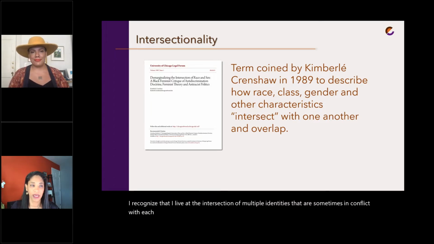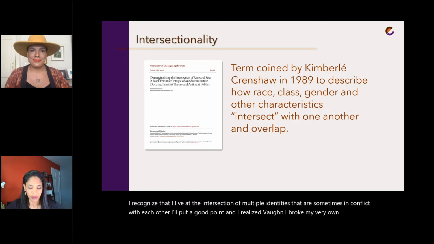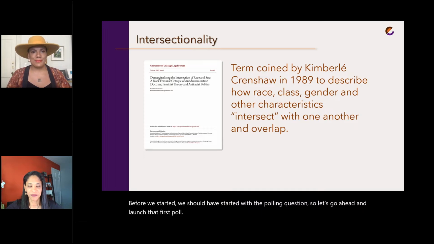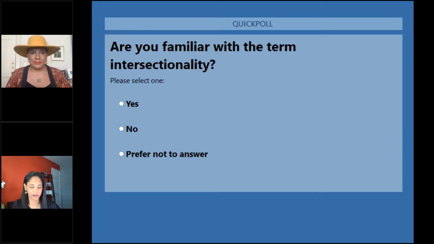Oh, what a good point. And I realized, Vaughn, I broke my very own rule. Before we started, we should have started with the polling question. So let's go ahead and launch that first poll. Yes, let's go ahead and do poll number 1. It's a perfectly timed poll for what we were just discussing: are you familiar with the term intersectionality?